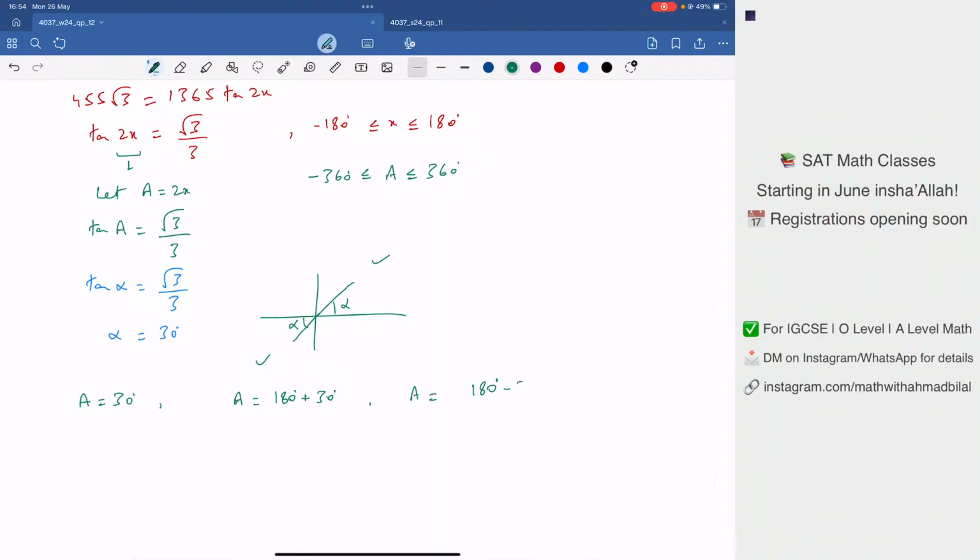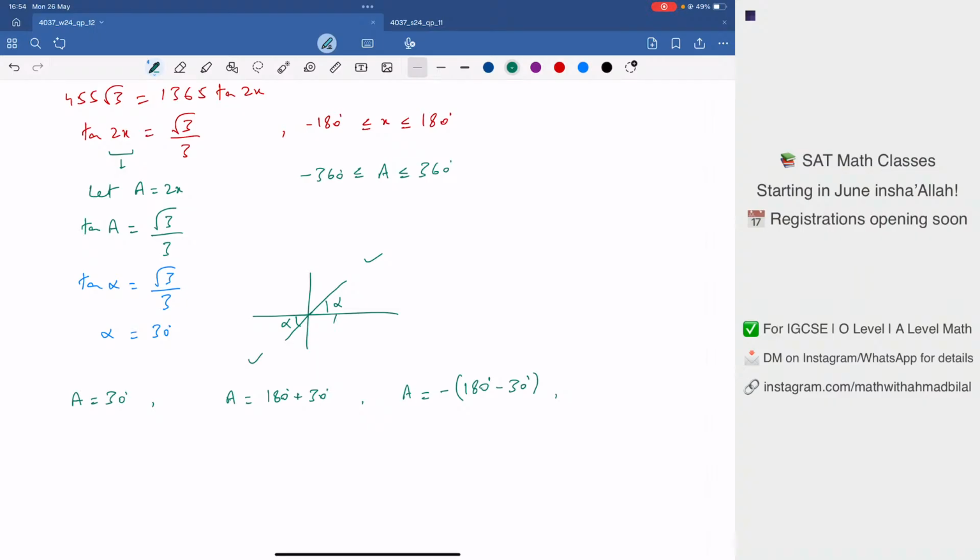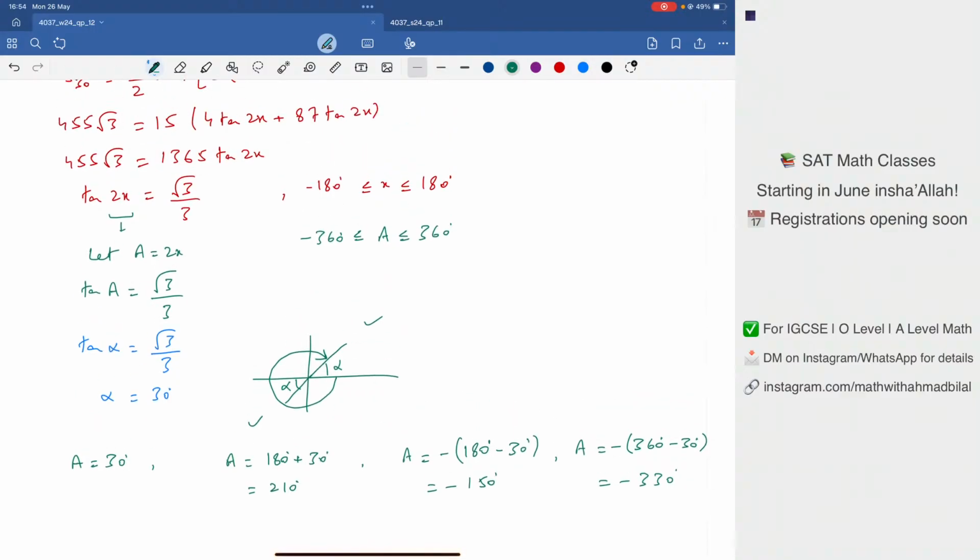That's 180 minus 30. But since we're going clockwise, we put a negative sign with that. Another possible value could be that we go all the way here to that other angle. What's that? That's 360 minus 30. Again, we're going clockwise, so we put a negative sign with that. So these are the four possible values of A that we're getting: 210, minus 150, minus 330.